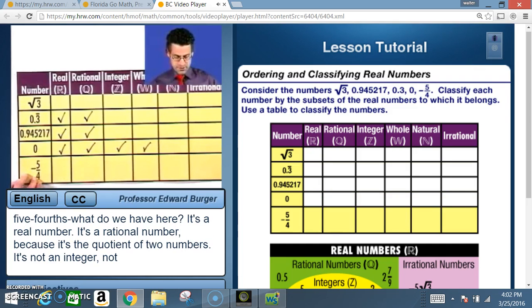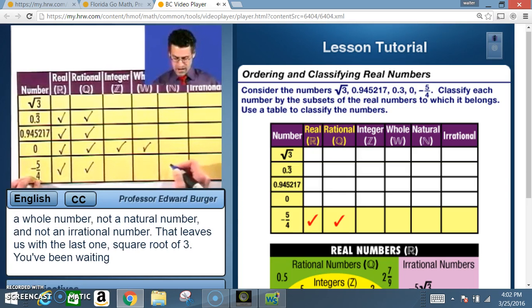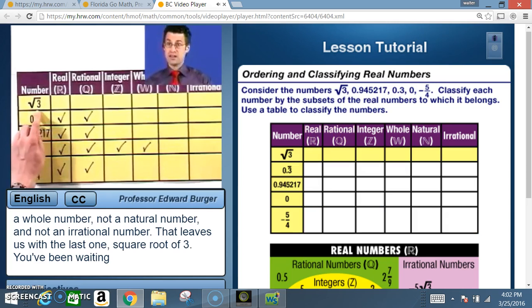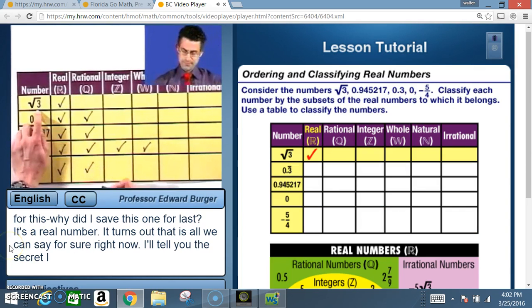Negative 5/4, what do we have here? It's a real number. It's a rational because it's the quotient of two numbers. It's not an integer, not a whole number, not a natural number, not an irrational number. And that leaves us to the very last one. You've been waiting for this, square root of 3. Why did I save that for last? It's a real number. And it turns out that that's all we can say for sure right now.